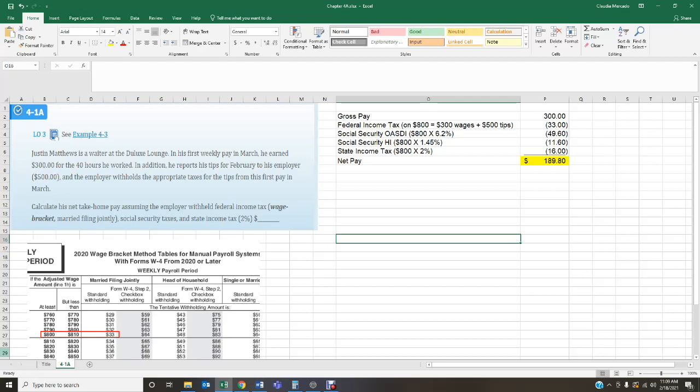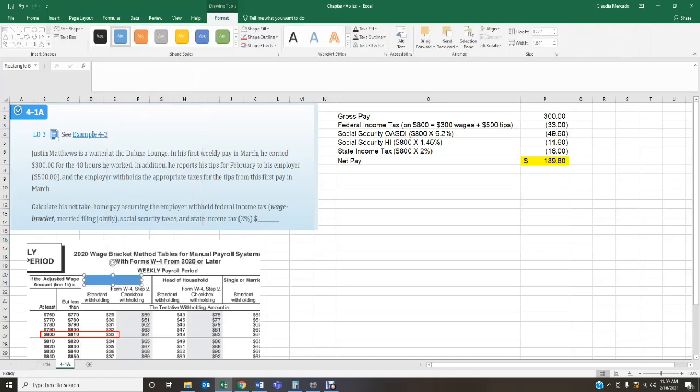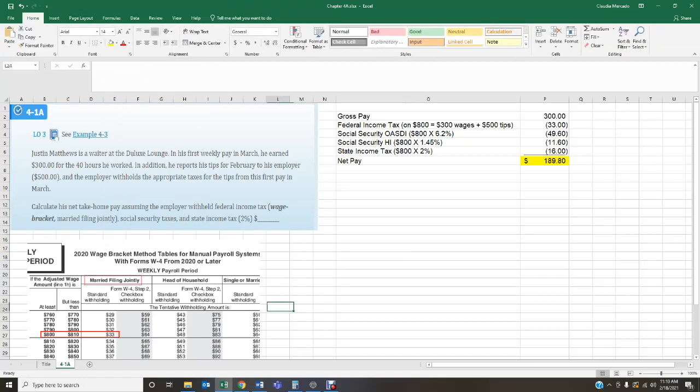Be very careful on your wage bracket. Make sure you have a ruler or something straight so you can pick up the correct figure, and make sure that you read carefully. This is married filing joint. If it has other information, make sure that you read it so you can use the correct table. We have married, head of household, or single. So it just depends what the problem tells you is what column you're going to be using. So just be very careful when you're reading your tax tables.